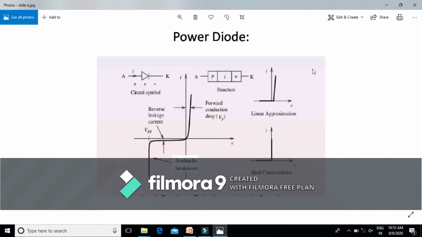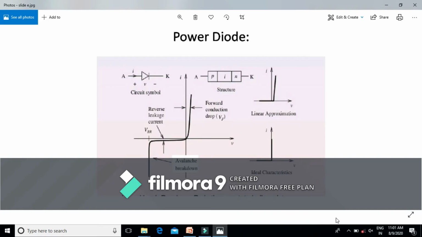For example, in this power diode, it's a three-layer device, and the outer layer we represent by P positive. That means P positive is highly doped. Similarly, the third layer we call N positive. That means this is also highly doped. And this inner layer is N negative. That means the doping density of this inner layer is less as compared to the outer two layers.